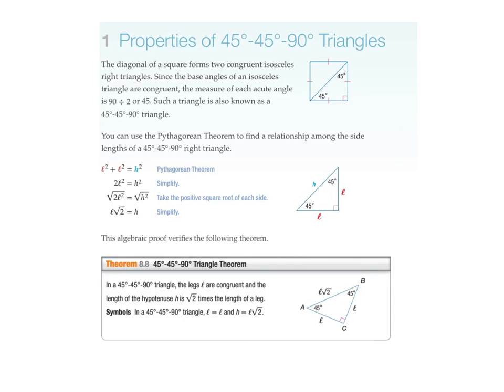Going back to what we did, here's the 45, 45, 90. Using Pythagoras' theorem, a squared plus b squared equals c squared, you will see that h is equal to whatever the side is multiplied by root 2. The key is that with two equal angle sizes, you multiply by root 2.